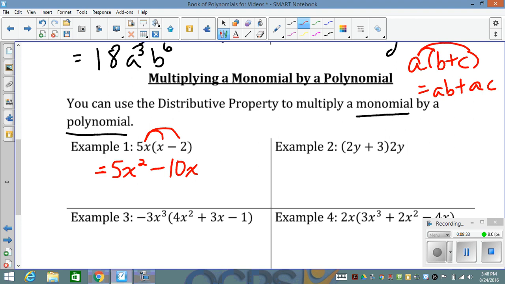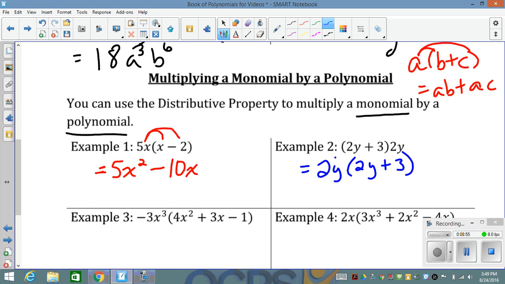Okay, let's take a look at example 2. Example 2 is written kind of backwards. It's written with the 2y on the right-hand side. If that really bothers you for whatever reason, just rearrange it. Put the 2y up front. Again, that's our commutative property. Tells us we can do that. Tells us we can multiply in whatever order.